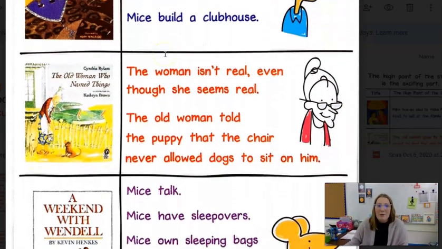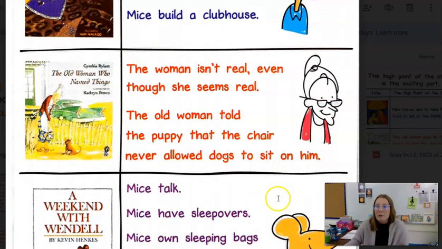Let's take a look at another one of my favorites, The Old Woman Who Named Things. So here in red, we have the reasons why we can tell that this was a made-up story. So, the woman isn't real even though she seems real. So characters can be realistic, they can seem real, but that doesn't mean they are real. The old woman told the puppy that the chair never allowed dogs to sit on him.